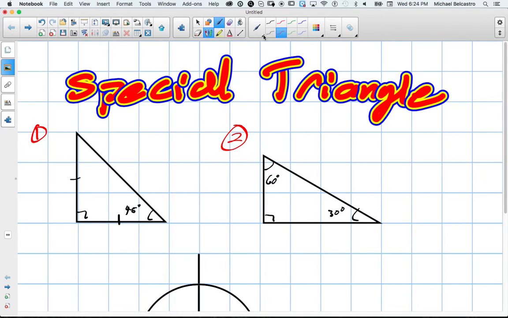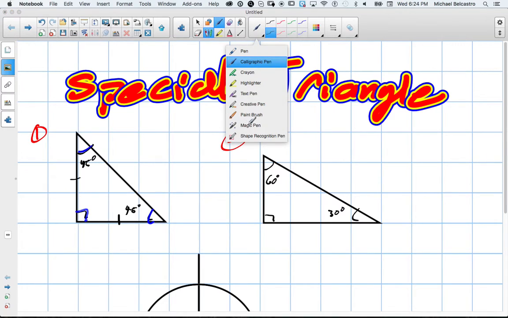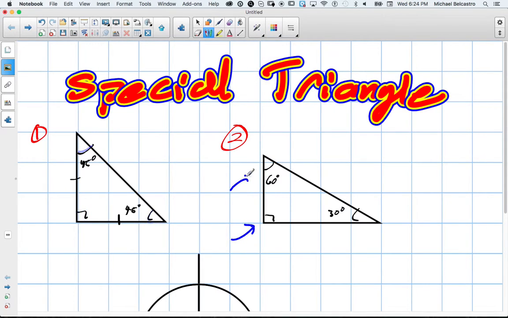In number 1, it's an isosceles triangle. In other words, these two sides are the same, which means if this is 90, then these two angles must also be the same. So this must be 45 degrees also. And in our other triangle, we have a 90 degree, we have a 60 degree, and we have a 30 degree. What's special about them is we can find our measurements of our sides.